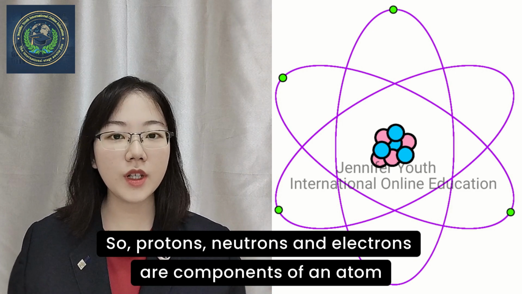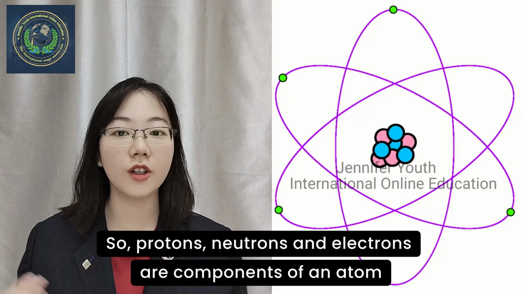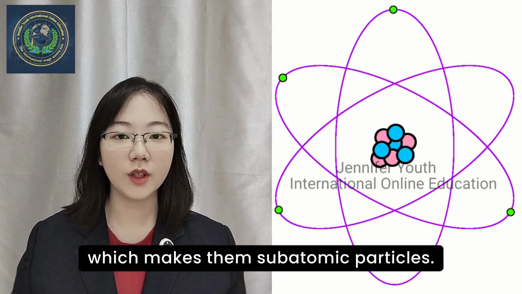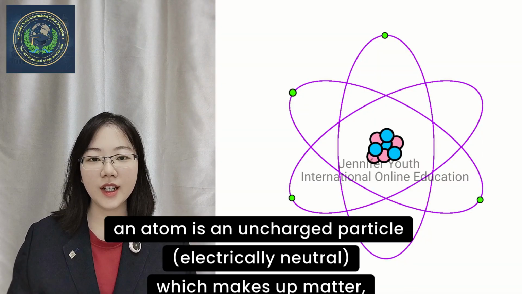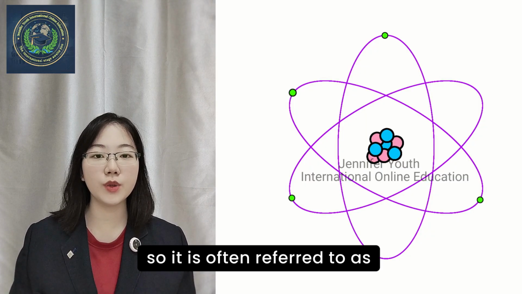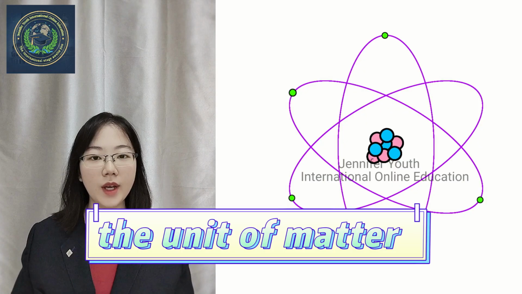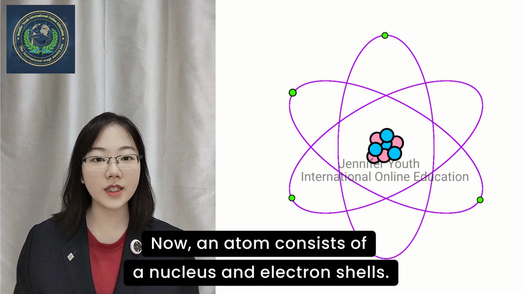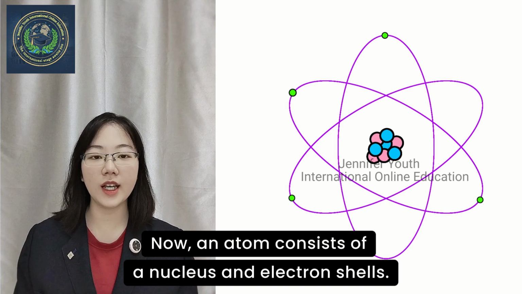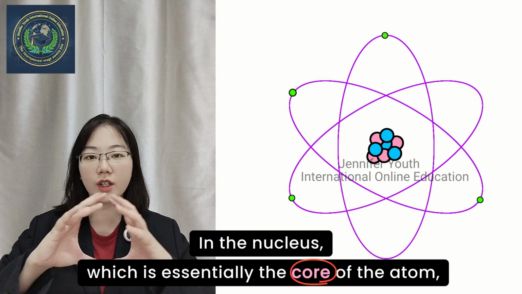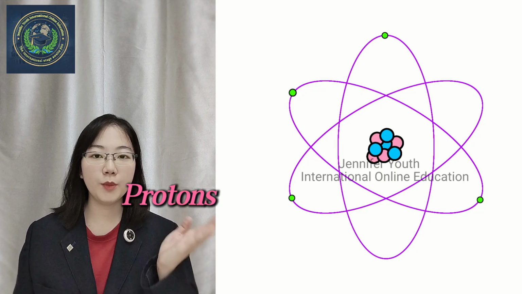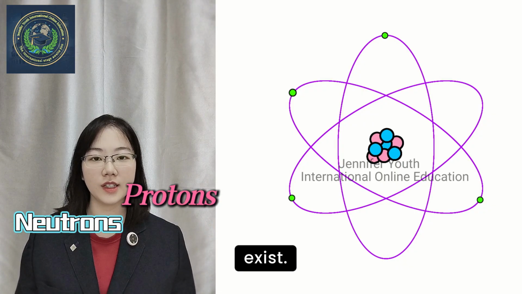So, protons, neutrons, and electrons are components of an atom, which makes them subatomic particles. So, you see, an atom is an uncharged particle which makes up matter. So, it is often referred to as the units of matter. Now, an atom consists of a nucleus and electron shells. In the nucleus, which is essentially the core of the atom, protons and neutrons exist.